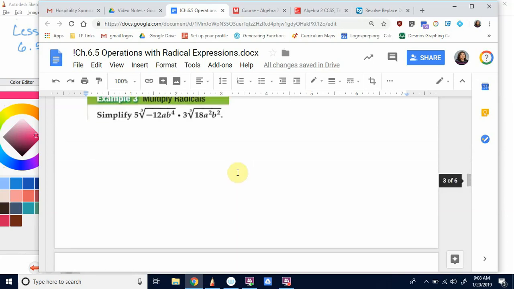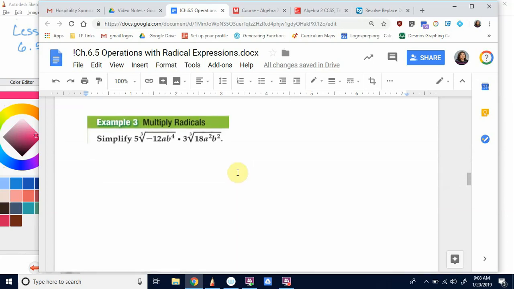Okay, so let's look at example 3. Example 3 says multiplying radicals. So multiplying, and you could divide, but this is not dividing. So the key concept box on the second page at the top talks about summarizing. So what does it mean to be simplified?